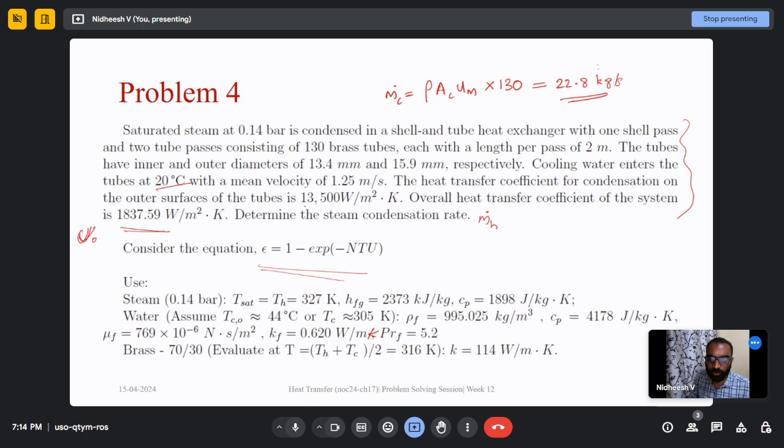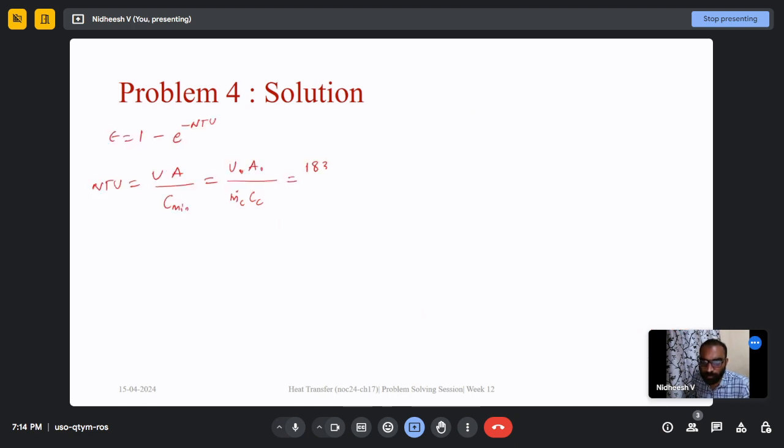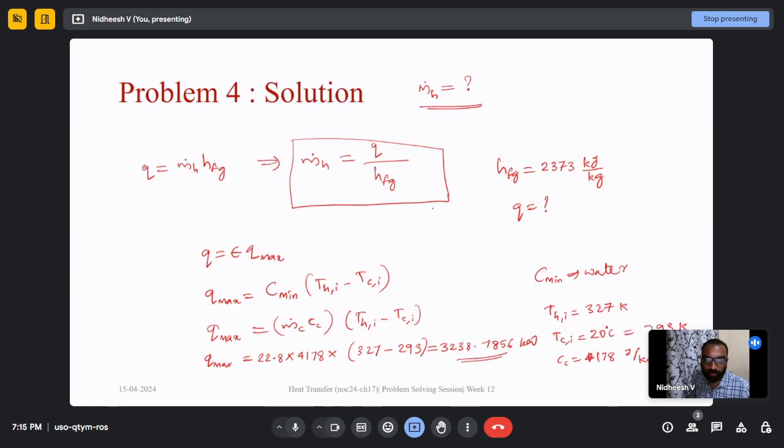U naught is 1837.59. Area of the outer surface would be pi d into length per pass is 2 and it is a 2 pass, so it will be 4, and there are 130 such tubes, divided by mass flow rate of cold fluid is 20.8 kilograms per second into C of cold fluid is 4178 joules per kilogram Kelvin.